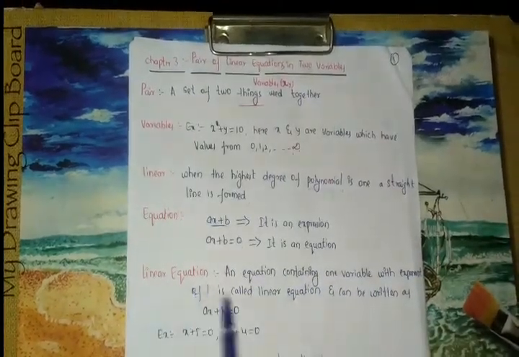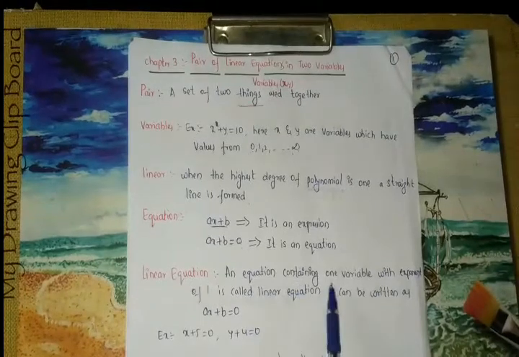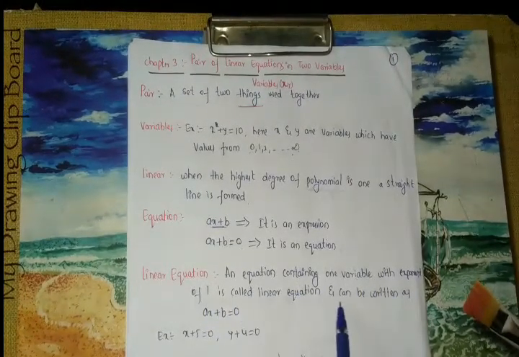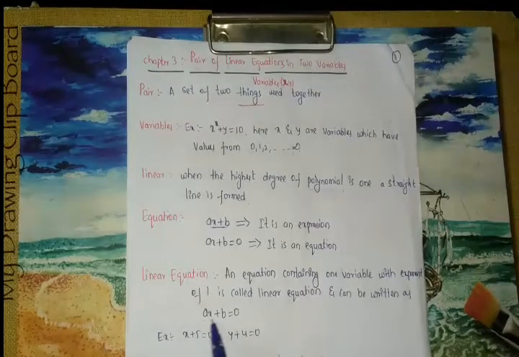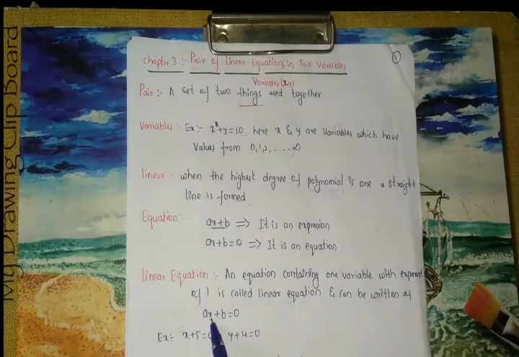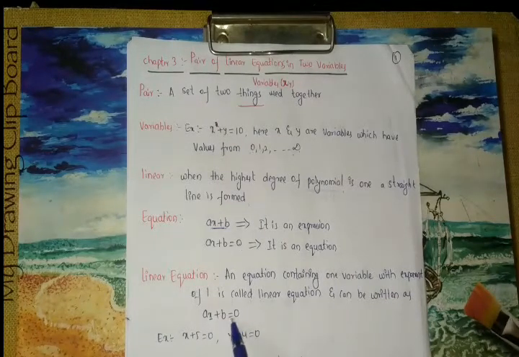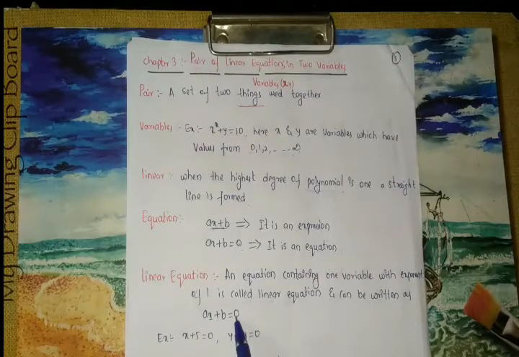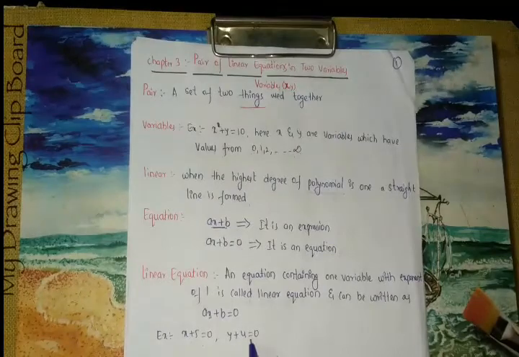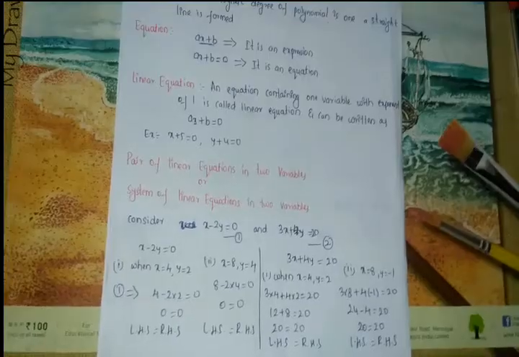Linear equation. An equation containing one variable with exponent of 1 is called a linear equation, and it can be written as ax plus b equals 0. So this is a linear equation in one variable, where you can see the variable is only one, which is x, and it is equated to 0. ax plus b equals 0. Some examples are x plus 5 equals 0, y plus 4 equals 0.